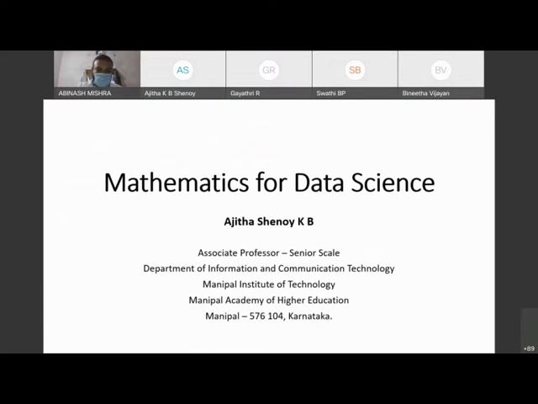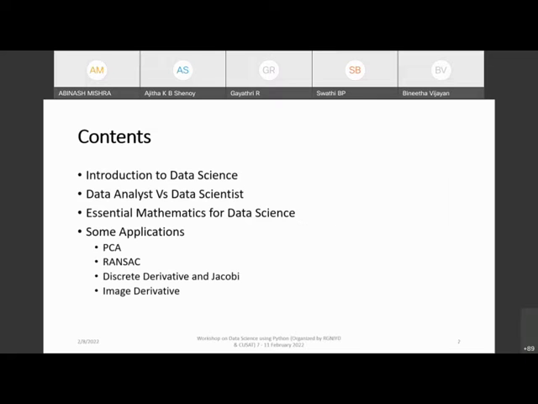So good morning, everyone. My topic today is mathematics for data science. The content that I am going to cover in today's talk is a little bit of introduction to data science. We will see what the difference is between a data analyst and a data scientist. Then I will talk about different mathematical concepts which are required for data science.